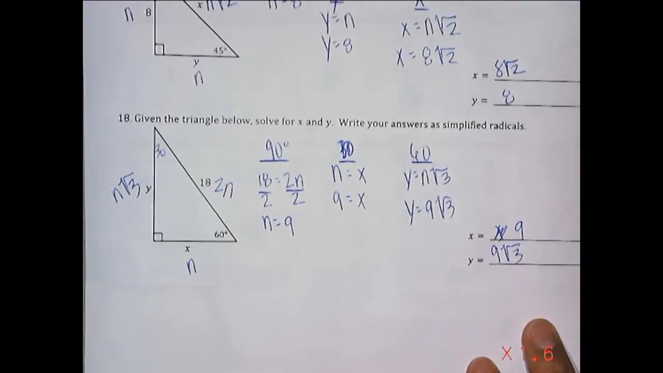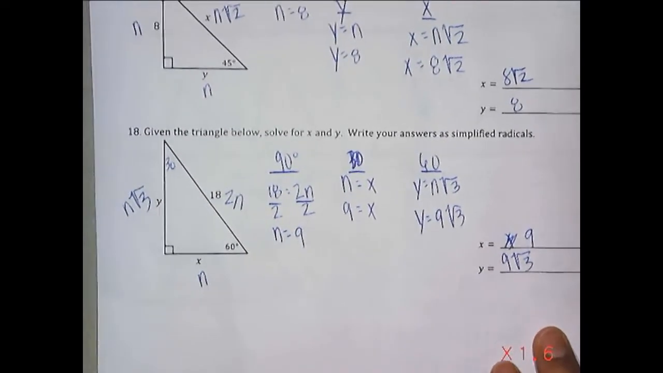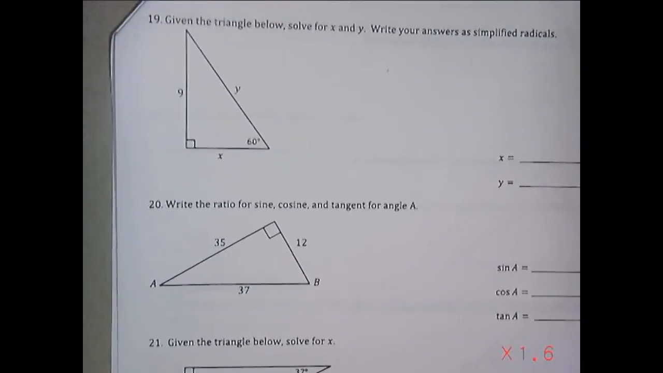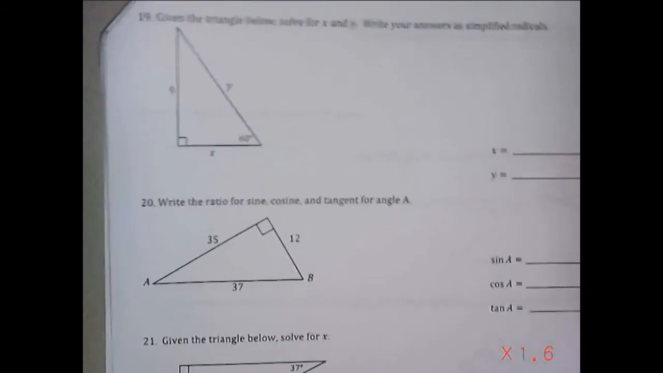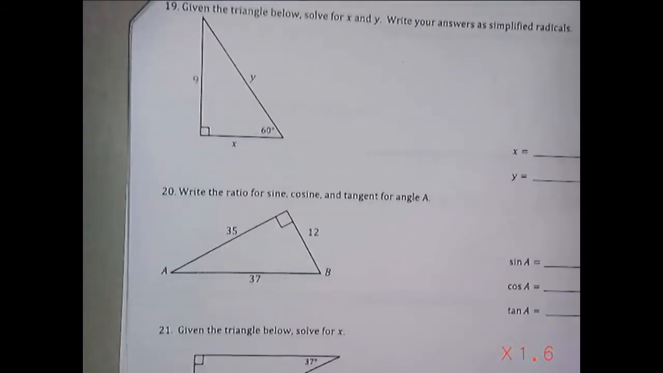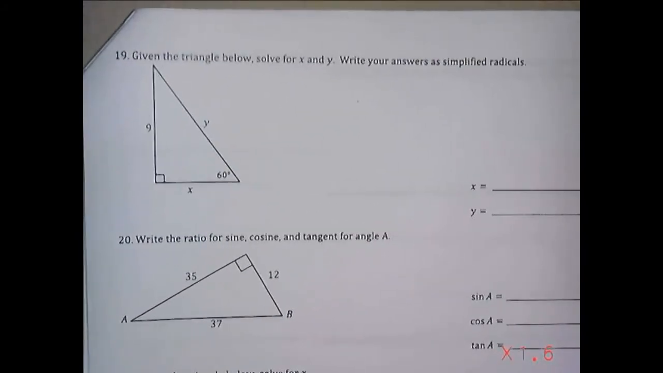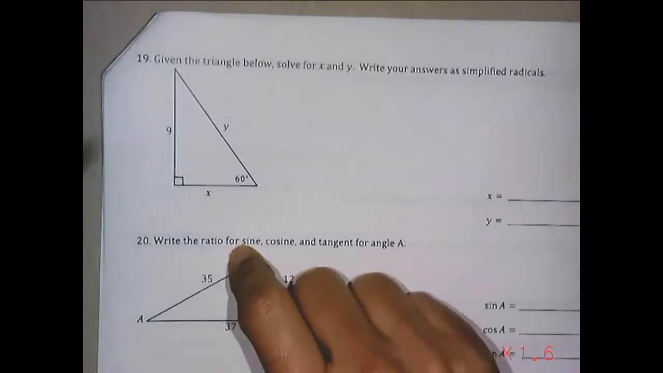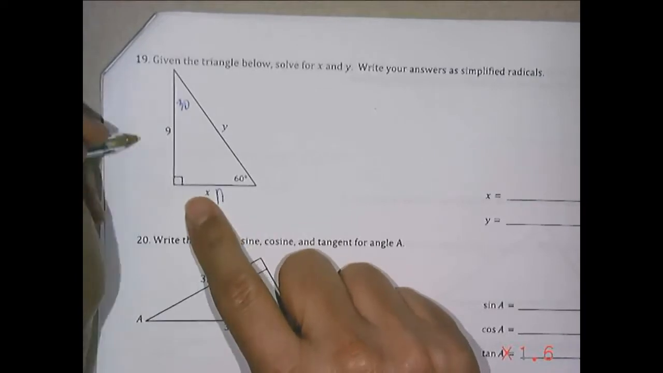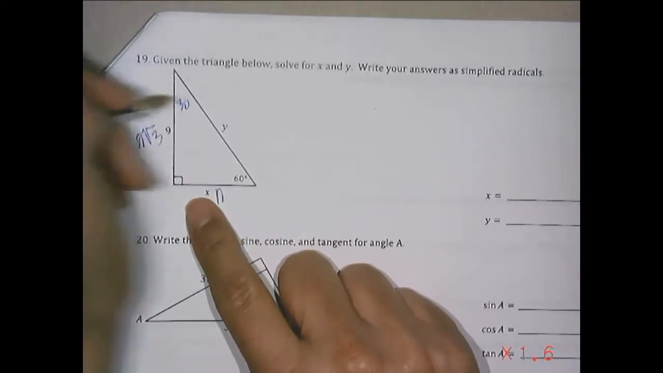All right, and we're going to keep flipping. Okay, so right here it says, given the triangle below, solve for x and y. Write your answer as simplified radicals. Hope I have enough time to finish this. Okay, so again, I'm going to label my sides. This would be 30, so this is n, this is n rad 3, and this is 2n.